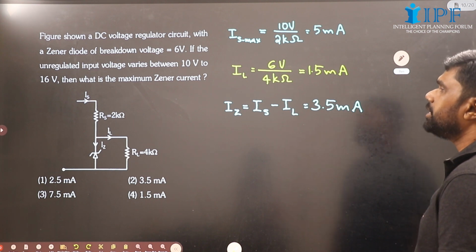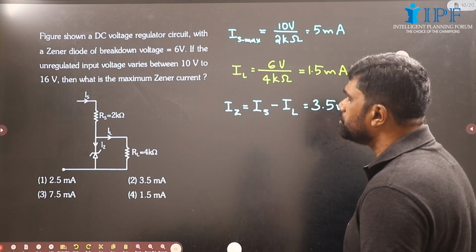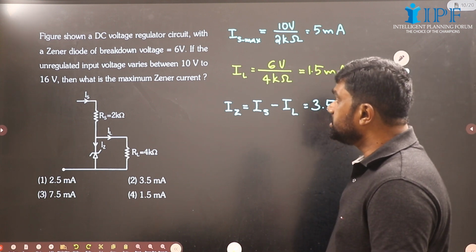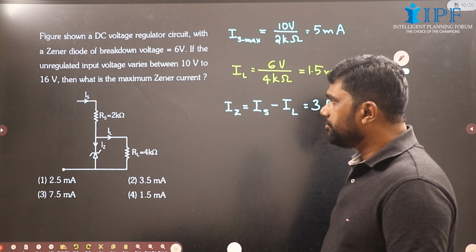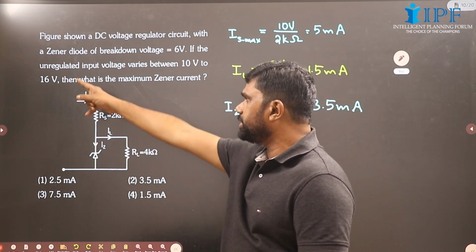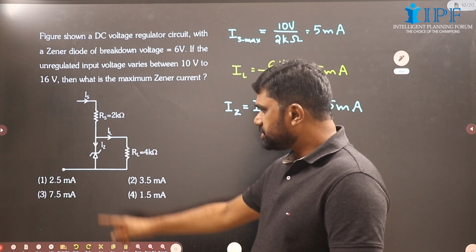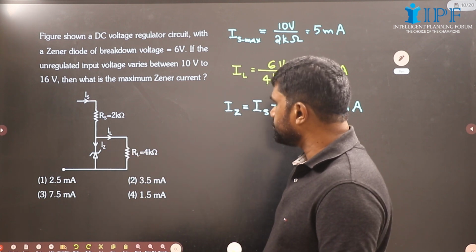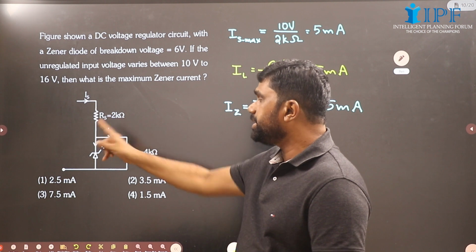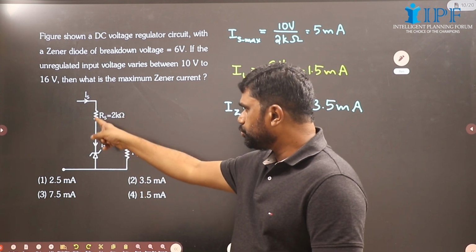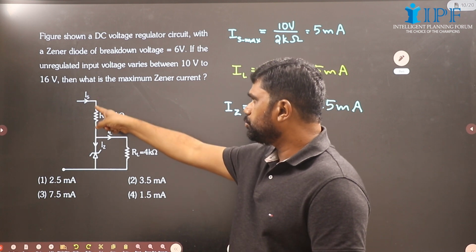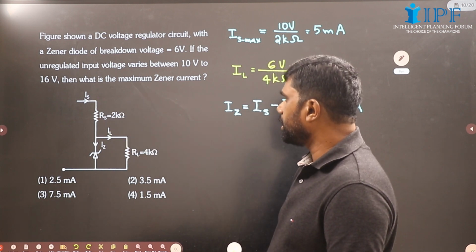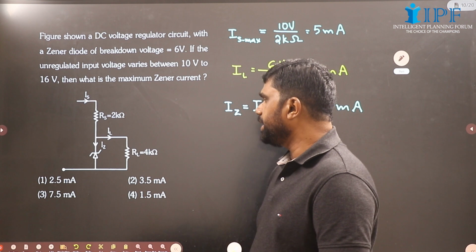If the unregulated input voltage varies between 10 volt to 16 volt, then what is the maximum Zener current? See, maximum Zener current will occur when the input voltage is maximum, that is 16 volt, in which the voltage across Zener diode is 6 volt. So the voltage here will be 10, and the current through this will be 10 by 2 means 5 milliampere. Okay, current through this will be, what is the maximum Zener current? Current through this will be 5 milliampere.